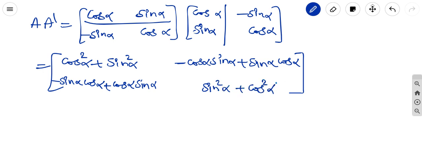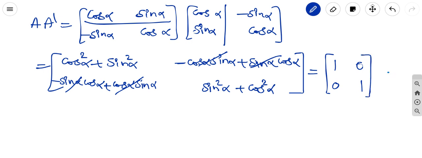We know the trigonometric identity: cos square alpha plus sin square alpha is 1. These two are the same terms with negative signs, so 0. In the second row first element also, the same terms with negative signs give 0. Sin square alpha plus cos square alpha equals 1. This is the identity matrix of order 2.